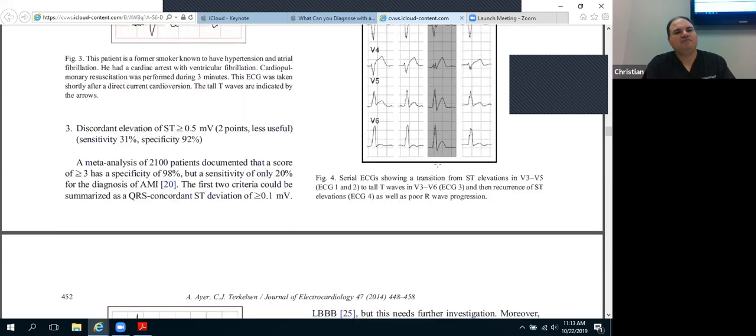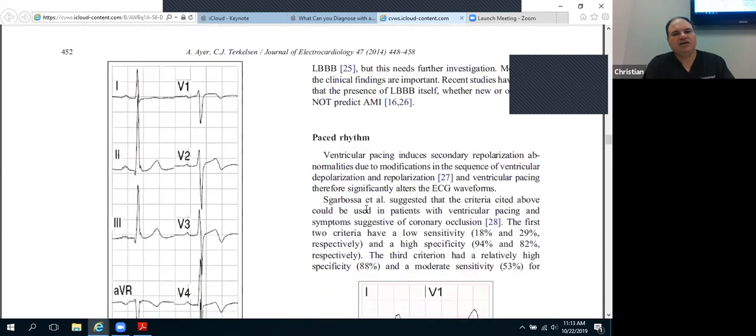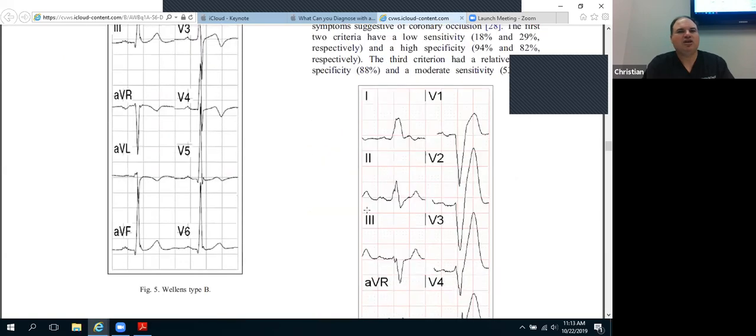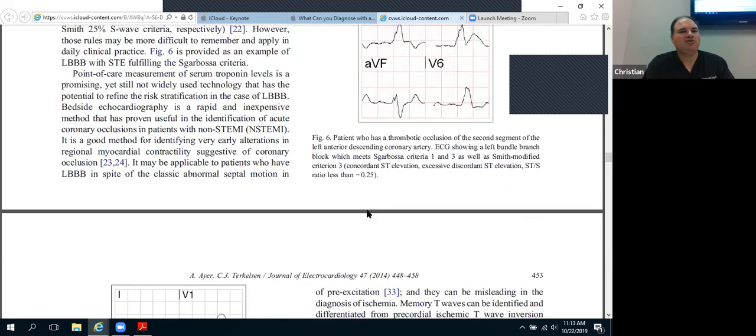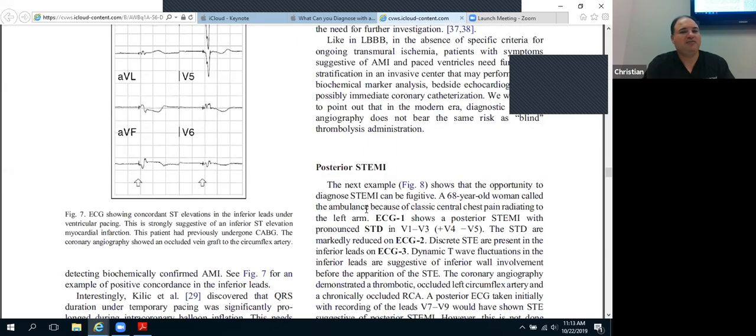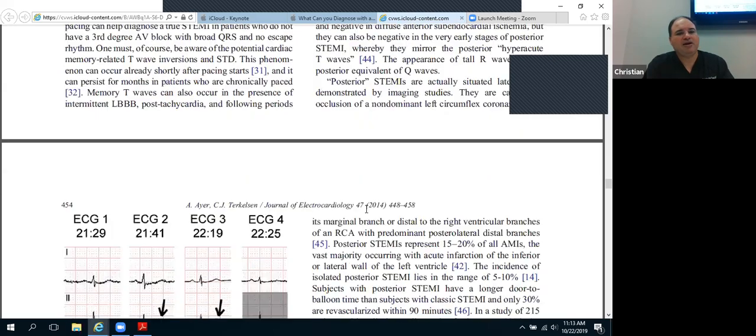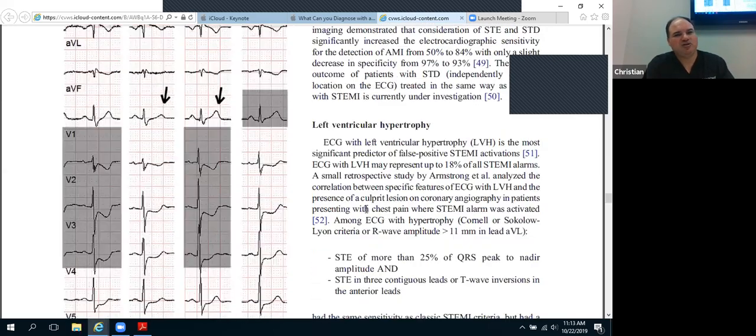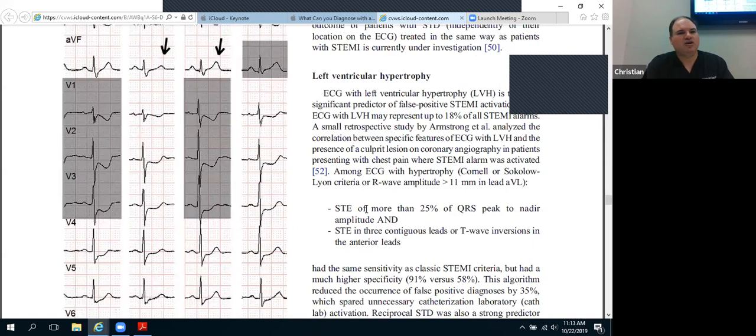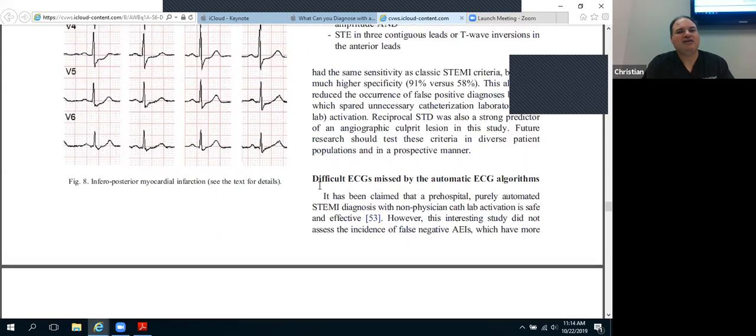And then paced rhythms, you've got ways of applying Sgarbossa-like criteria to a paced rhythm to pick that up. The posterior MI is misdiagnosed because people don't put on the extra leads and don't interpret V1 and V2 correctly as their ST segments. They're seeing ST segment depression, and they're just thinking it's ischemia when it's an infarct. And then being able to recognize mimics like left ventricular hypertrophy.